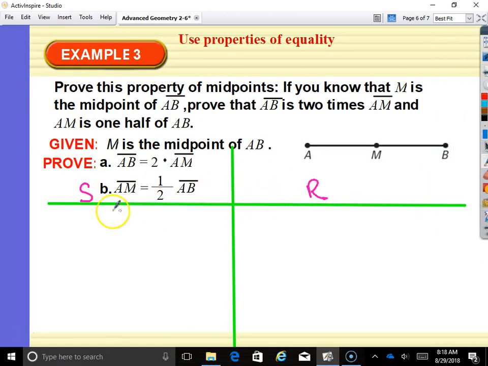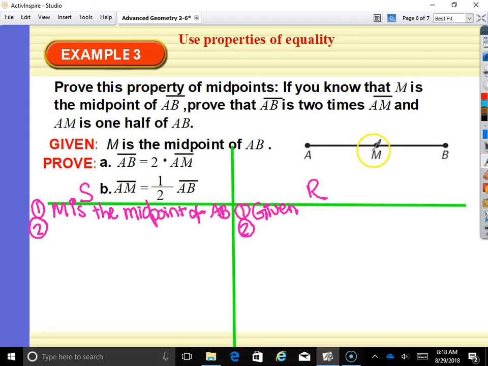Statements, reasons. M is the midpoint of AB, given. All right, so what do we know? Anytime that we are given a vocabulary word, the next line is what we know because of the vocabulary word, and the reason is the definition of the vocabulary word. So what does midpoint mean? Midpoint means it breaks it into 2 equal segments.